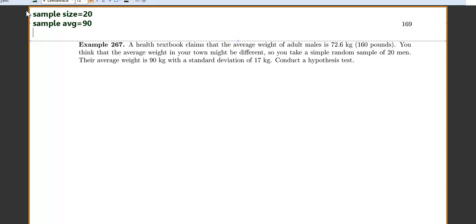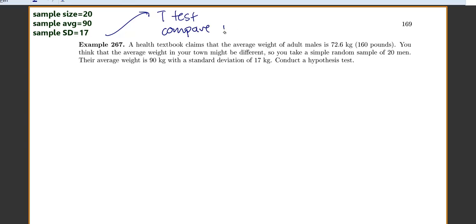Now, it didn't say if that's a sample or population SD, but it's in the same sentence. It's talking about the average weight in our town. The simple random sample of 20 men, their average weight is 90, their standard deviation is 17. So I would say that was a sample SD equals 17. So because that's a sample SD, we have to use the t-test. And what are we comparing it to? So we think our town might be different from everywhere else. The health textbook claims that the average is 72.6, so we're going to compare to 72.6.